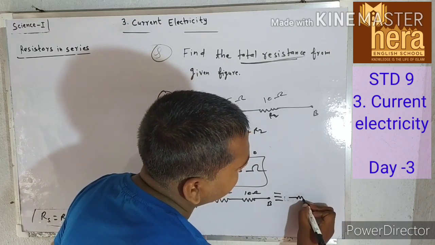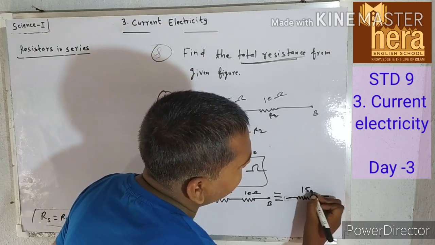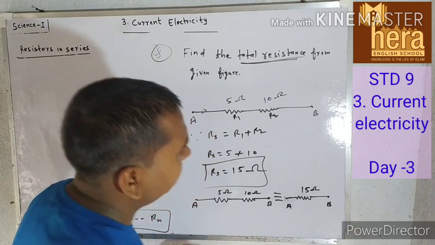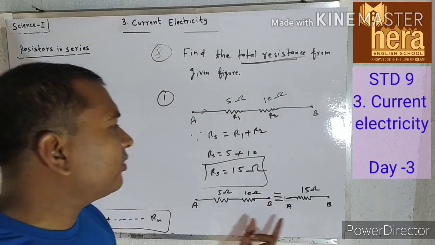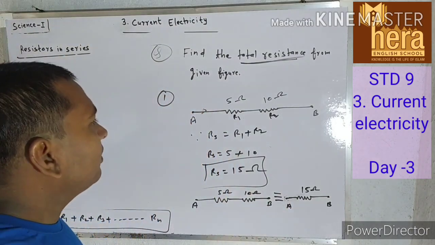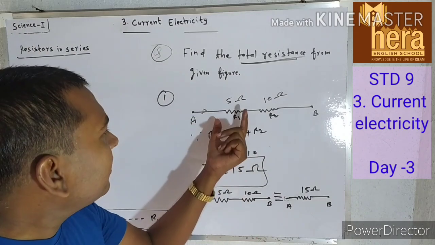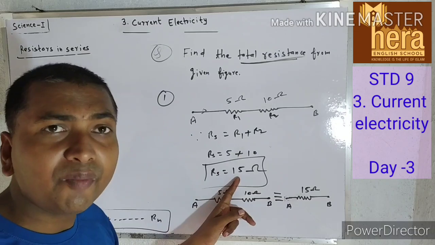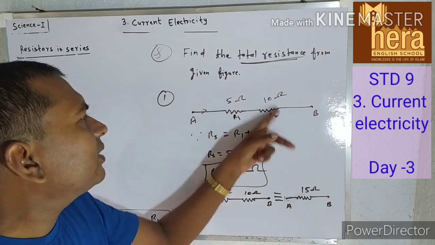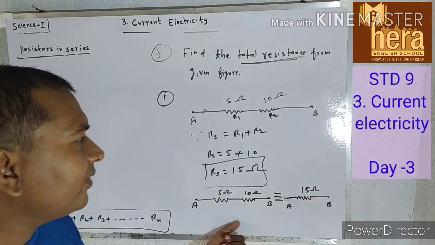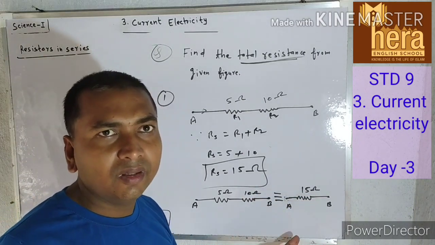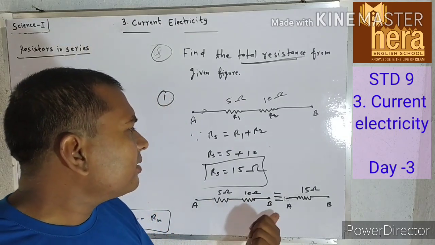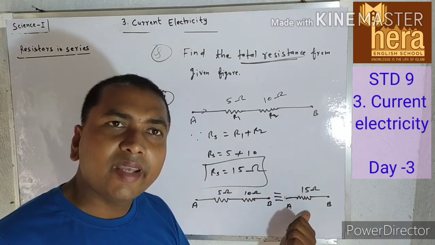a 15 ohm resistor. This is point A, this is point B. So these two resistors are equivalent to 15 ohm, because since here we calculated total resistance between A and B, and that came 15 ohm. So in place of two resistors, you can connect a single resistor having resistance 15 ohm in the circuit. Both will work the same. The function of these two resistors and the 15 ohm resistor will be the same in the circuit.